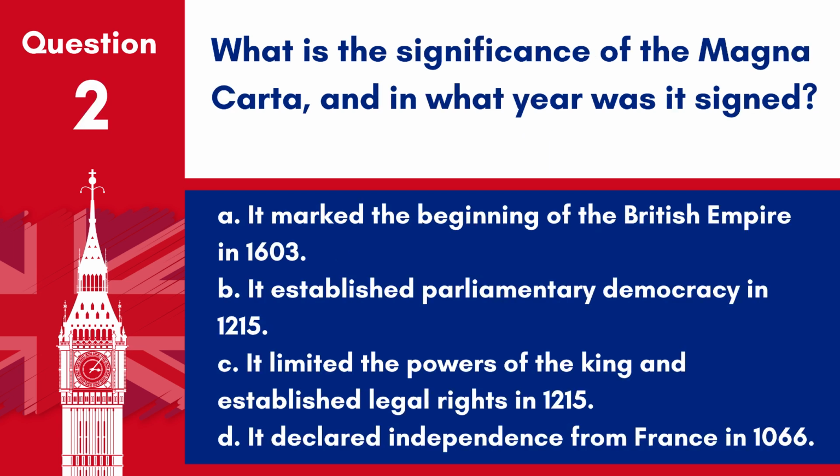Question 2. What is the significance of the Magna Carta, and in what year was it signed? A. It marked the beginning of the British Empire in 1603. B. It established parliamentary democracy in 1215. C. It limited the powers of the king and established legal rights in 1215. D. It declared independence from France in 1066.